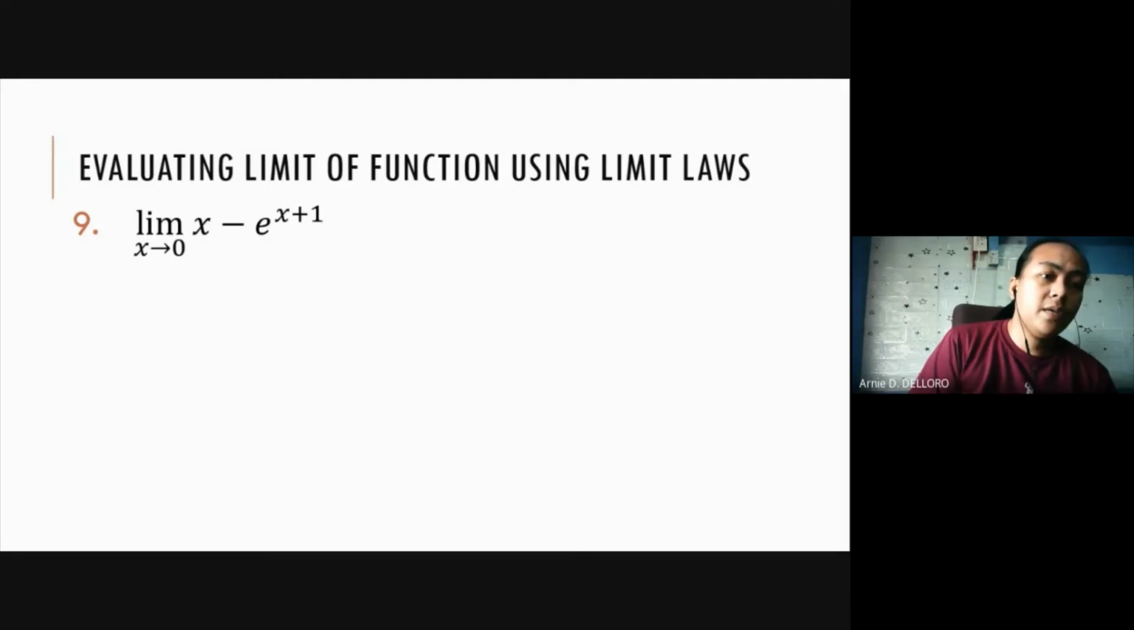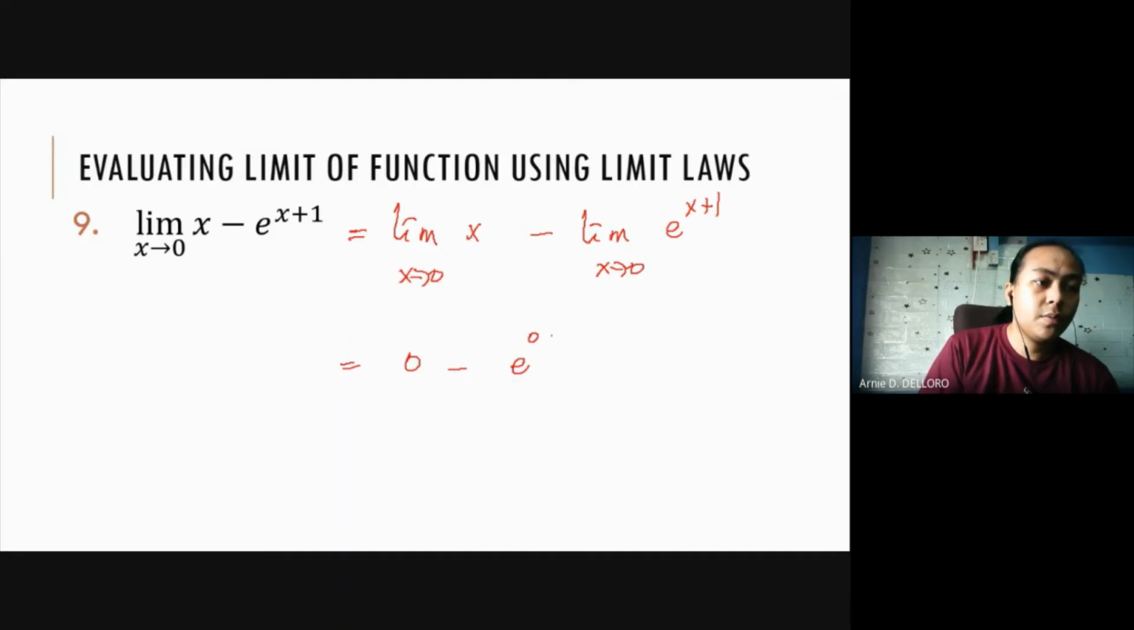Sa number 10, we have the limit of x as x approaches 0 minus the limit of e raised to x plus 1 as x approaches 0. So, substitute nyo lang. So, 0 minus e raised to 0 plus 1. So, ito 0. Ito 0 plus 1 is just 1.